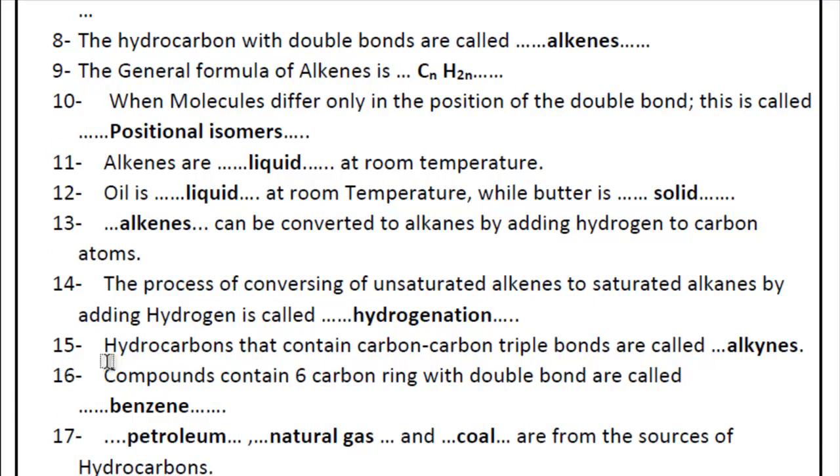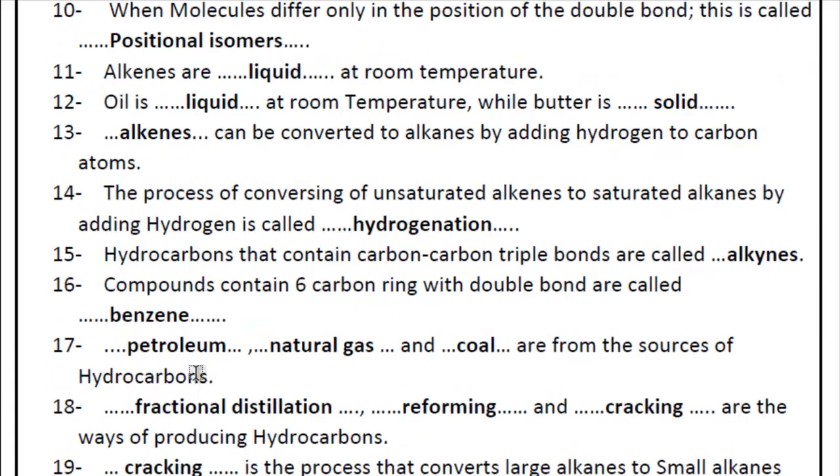Number 15, hydrocarbons that contain a carbon-carbon triple bond are called alkynes. Compounds that contain a 6 carbon ring with double bonds are called benzene ring. Number 17, what are the sources of hydrocarbons? We can find hydrocarbons from petroleum, natural gas and coal.